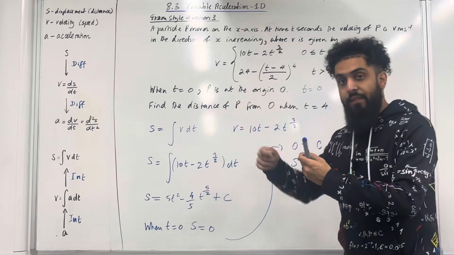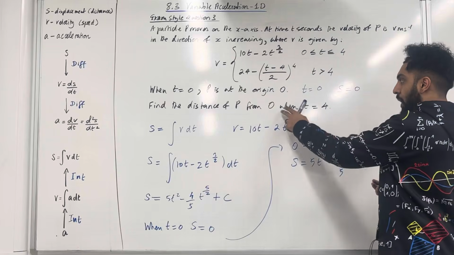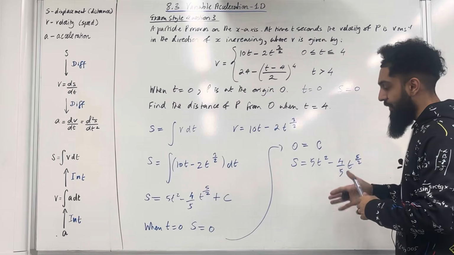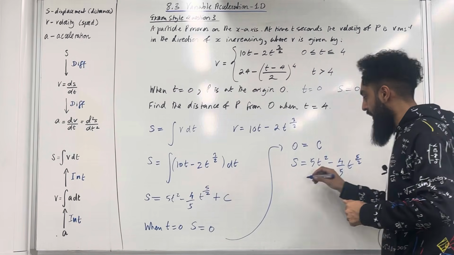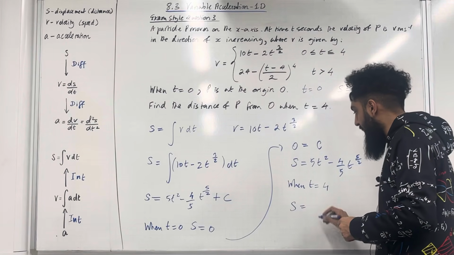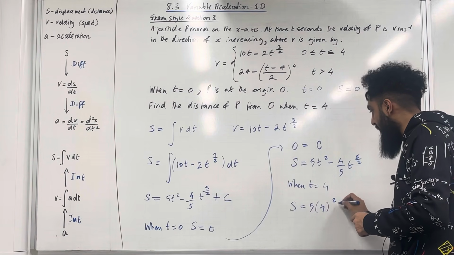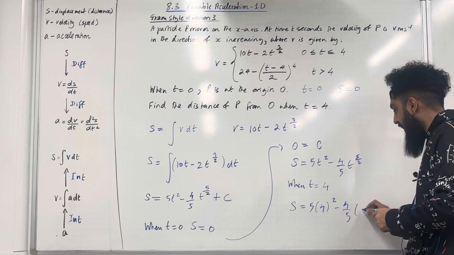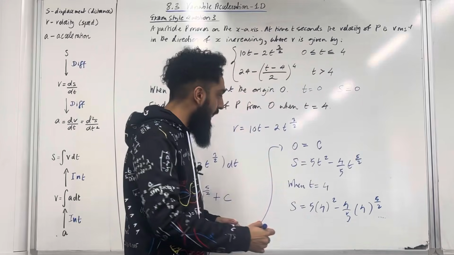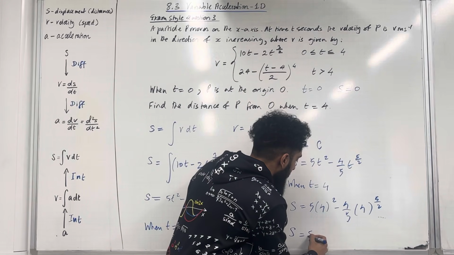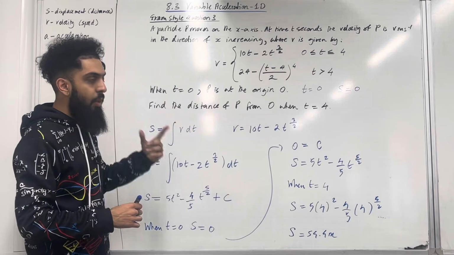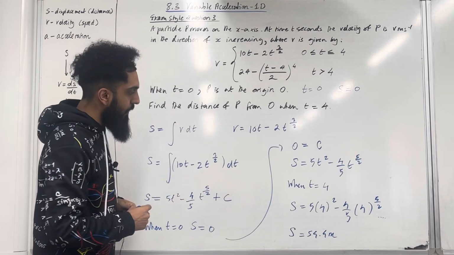Right, now we can find the distance of the particle P from O when t is equal to 4. Simply substitute t equal to 4 into the distance, or you could say the displacement equation. So when t is equal to 4, the distance s is given by 5 in bracket 4 squared minus 4 over 5 in bracket 4 to the power 5 over 2. So we can put this into our calculator, and ladies and gents, we get s is equal to 54.4 meters. So the distance of P from O when t is equal to 4 is 54.4 meters.